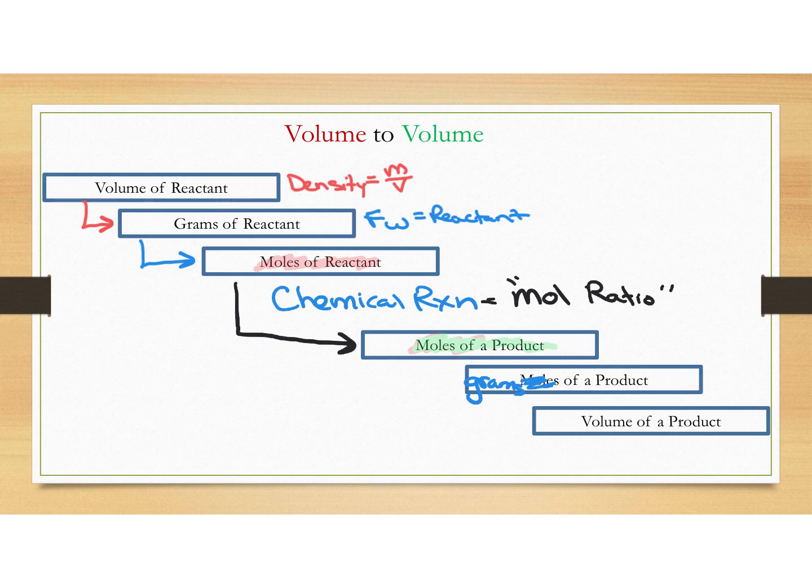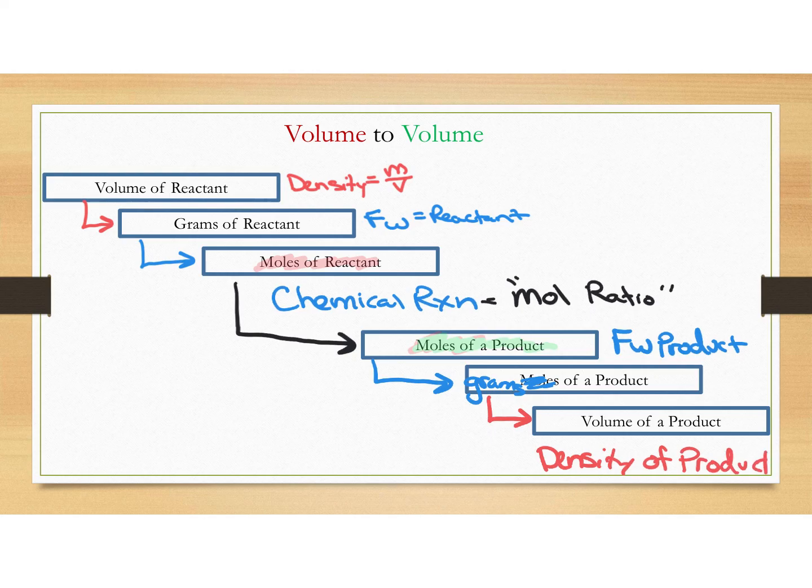How do I go from moles back to grams? Moles to grams is just using the formula weight. So that's the formula weight of my product. The last step in the volume to volume is to go from grams back to a volume. How can we do that? I must know the density of my product.